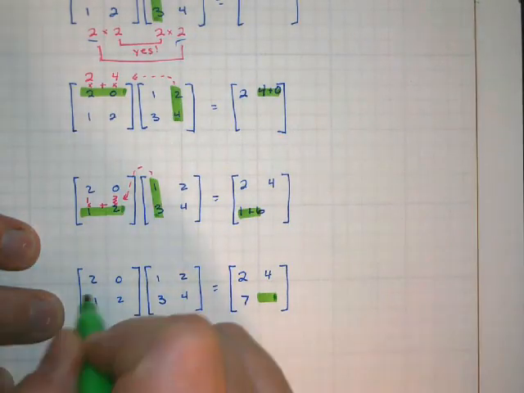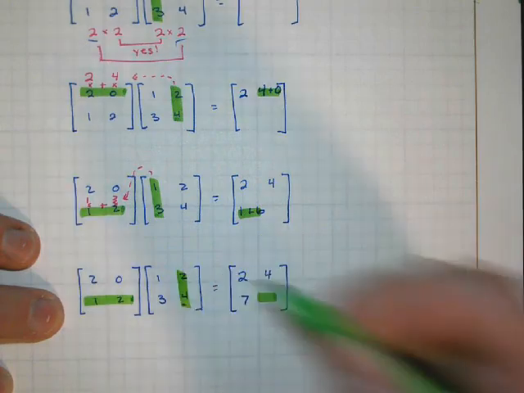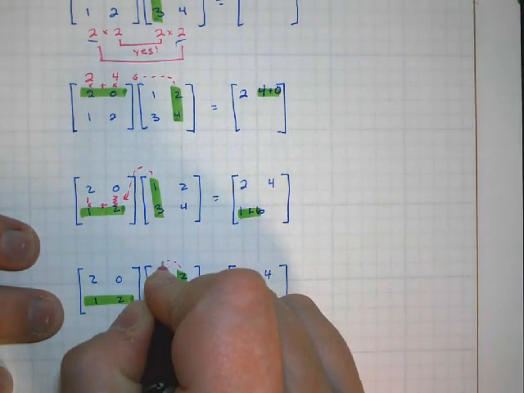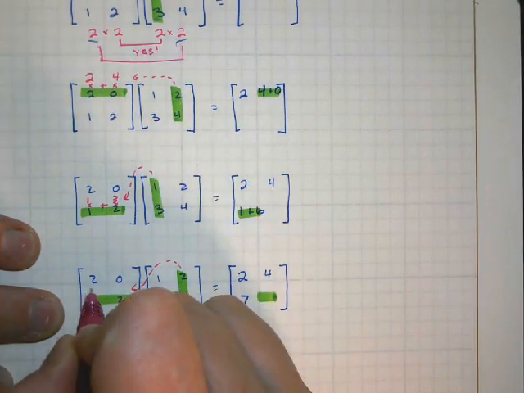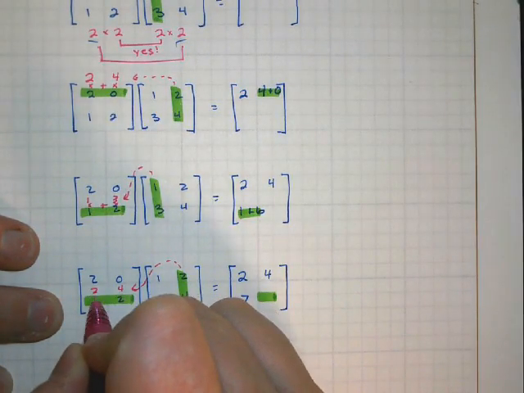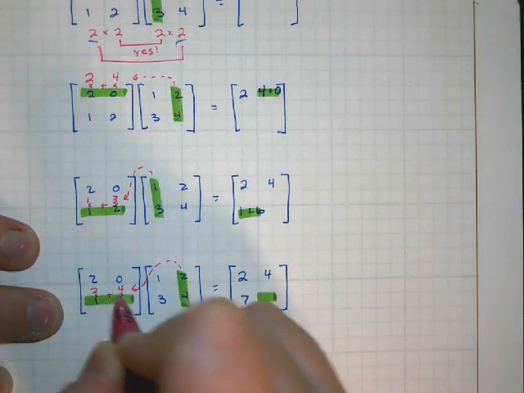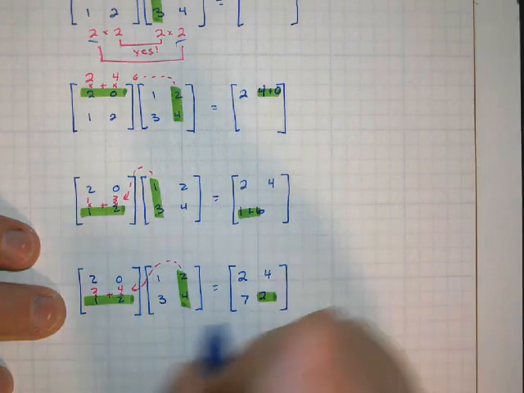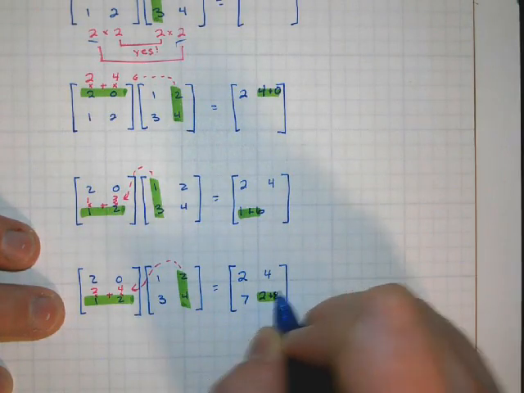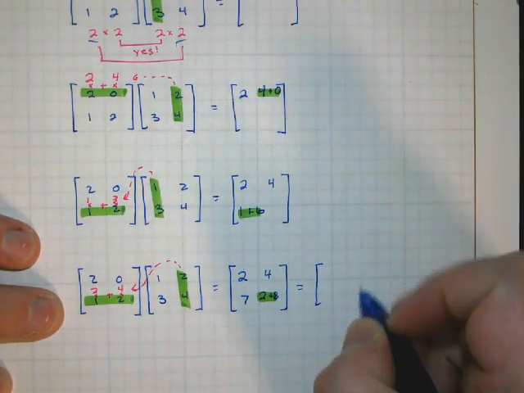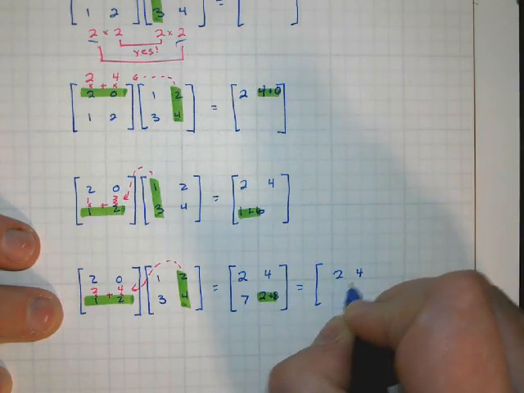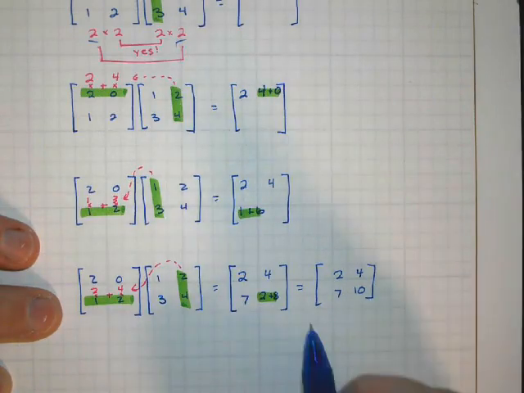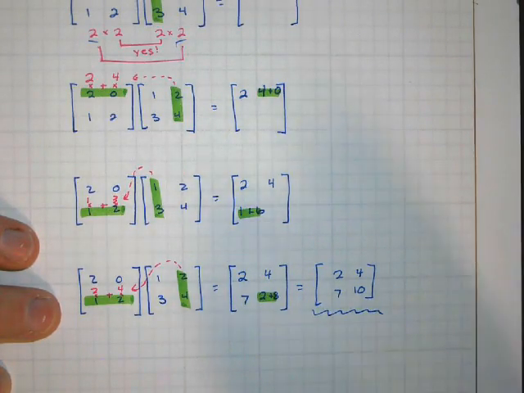The only thing I have left to find is my bottom right. So that means I'm going to highlight bottom right. And again, I'm going to take this, I'm going to drive it out. So 2 goes here, 4 goes here. I'm multiplying down and adding across. And so that gives me 2 times 1, which is 2. 4 times 2, which is 8. I can rewrite this just so it's a little nicer. 2, 4, 7, 10. And that is my answer.